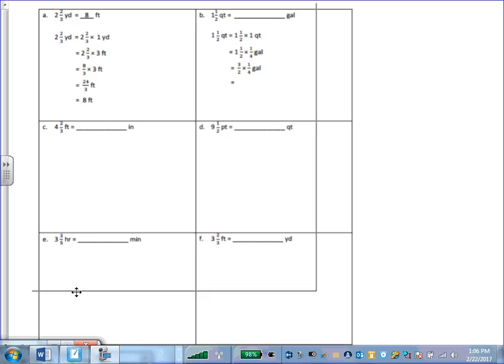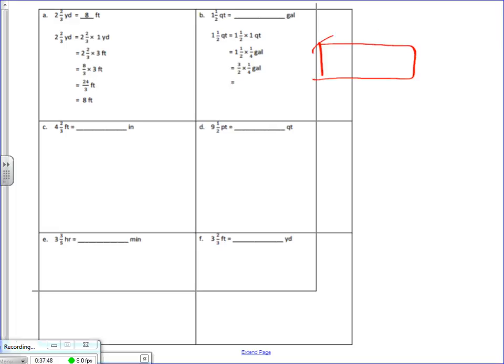So 1 quart is 1/4 of a gallon. So if you have 1 gallon, it takes 4 quarts to make a gallon. And if I only have 1 quart, 1 quart is 1/4 of 1 gallon. That's where this came from.